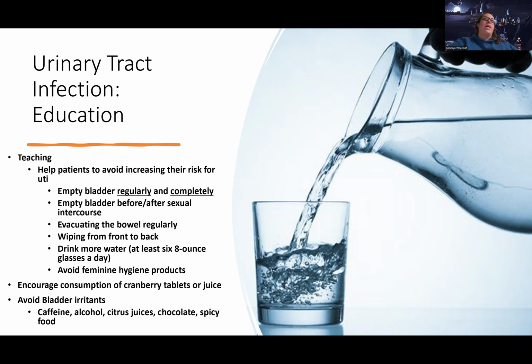One caveat I want to say here is that in themselves, these can help to prevent, but they're not like a magical cure and they're not used to treat. Once someone has a UTI, they can drink cranberry juice, but that's not going to change their UTI. Again, we have to give them antibiotics. It's not the cranberry that's going to fix this patient, even though it can help support a healthy urinary tract. And then again, avoiding those bladder irritants like caffeine, alcohol, citrus juices, chocolate, and spicy food.